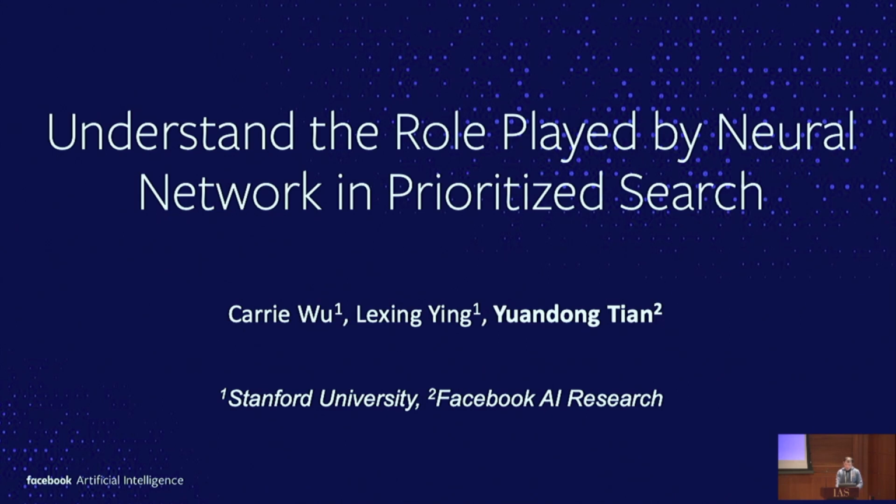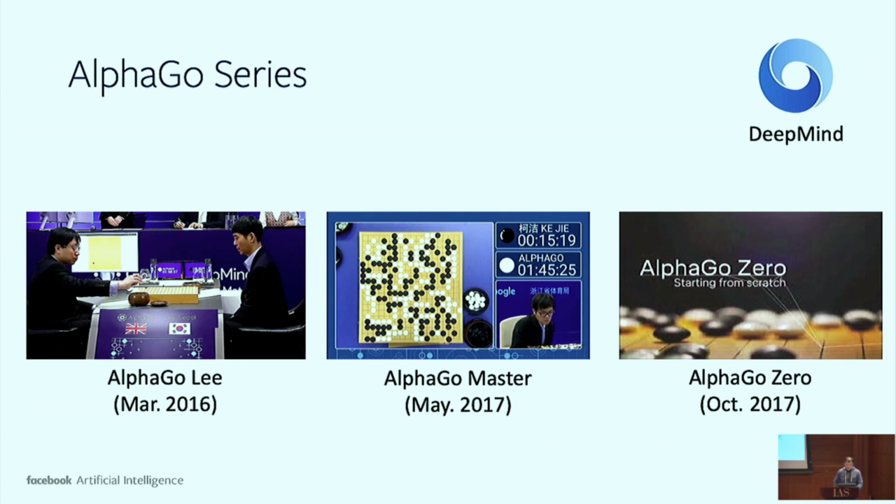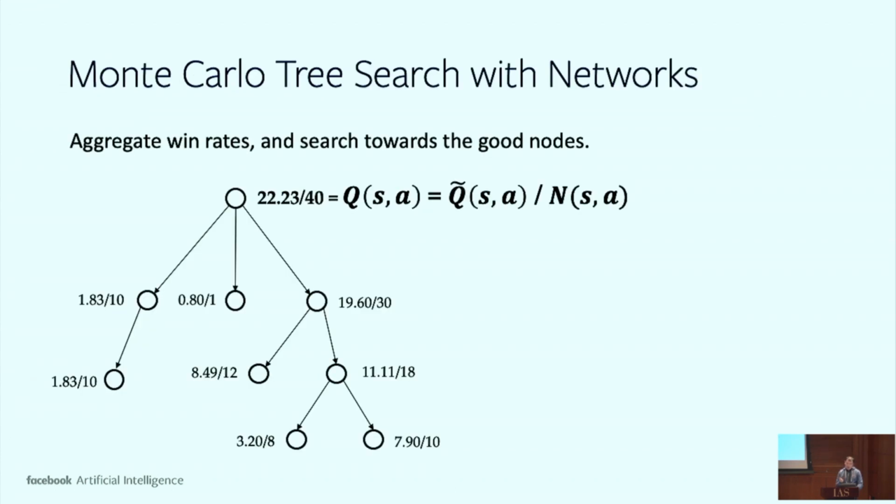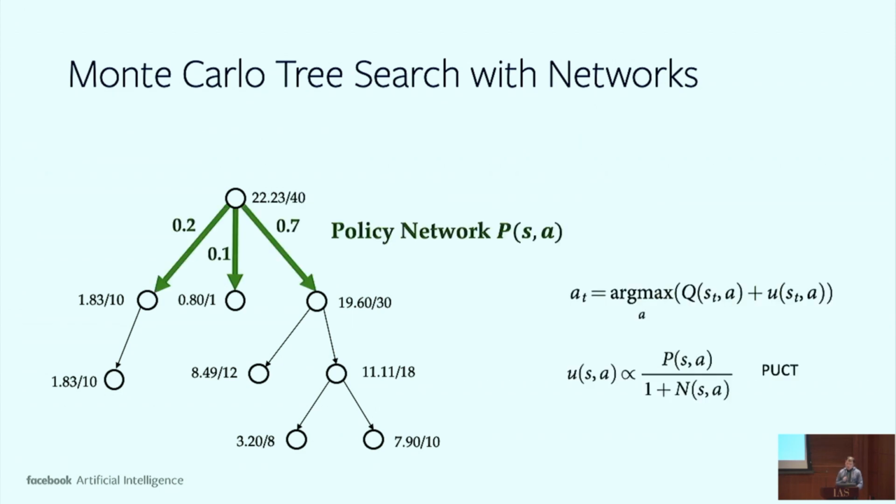We all know that the AlphaGo series has made a big success in terms of performance. In AlphaGo, we are using Monte Carlo tree search with neural networks. We start with the current tree, and every time you want to explore a new region of the space, you first run the policy network at the starting point, and the policy network will tell you the preference over all the actions.